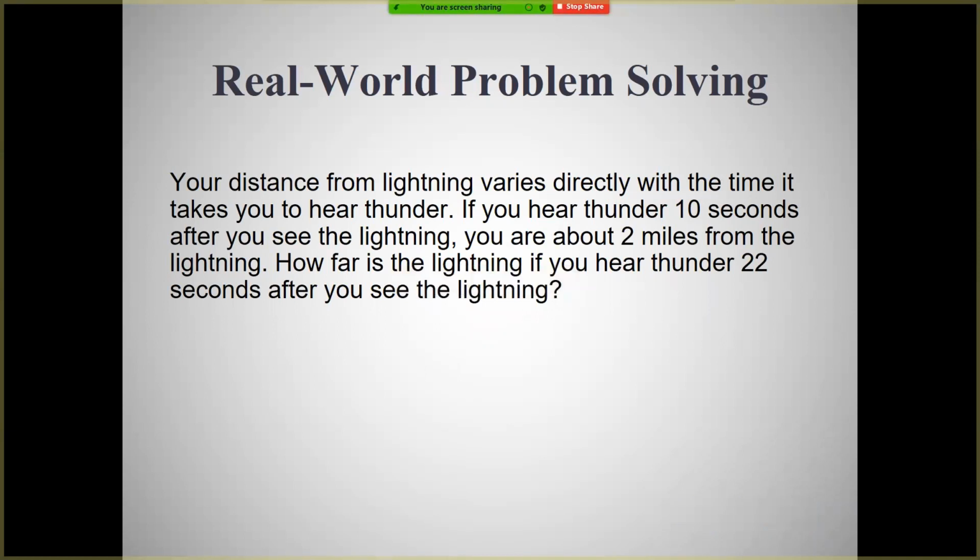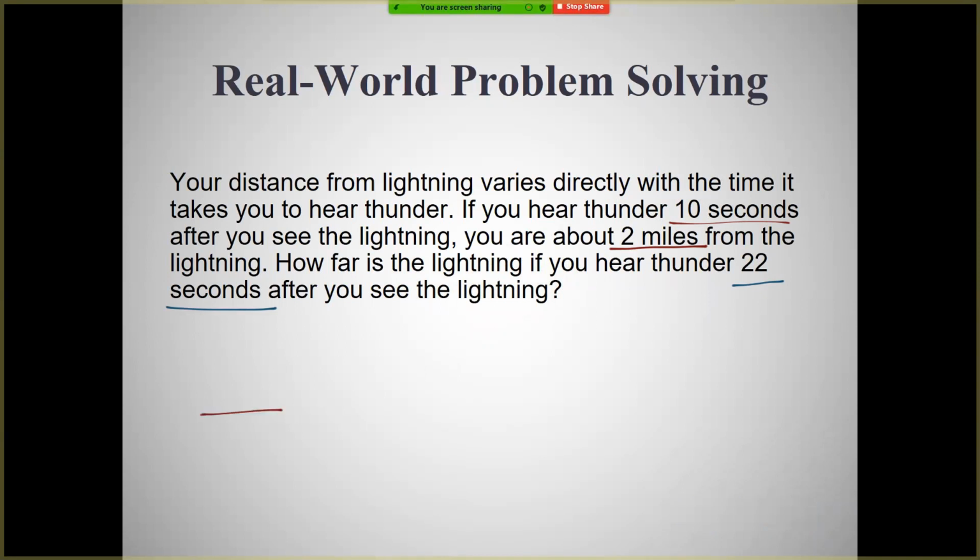Here, your distance from lightning varies directly with the time it takes for you to hear thunder. If you hear thunder 10 seconds after you see the lightning, you're about 2 miles from the lightning. How far is the lightning if you hear thunder 22 seconds after you see the lightning? So we're going to create a proportion.